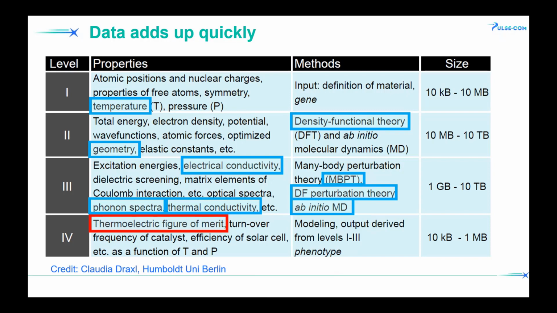For example, to derive something like a thermoelectric figure of merit, I think it's good for you to remember this particular property. You have to derive it from level 2 and 3. And as you can see in the last column, we can see how much data it takes. Level 3 is the one that takes the most data, and level 2 it's gigabytes. It goes into gigabytes and terabytes of data for a single calculation. So it's really important to know what to do with this data. But I'll get in there in a minute.